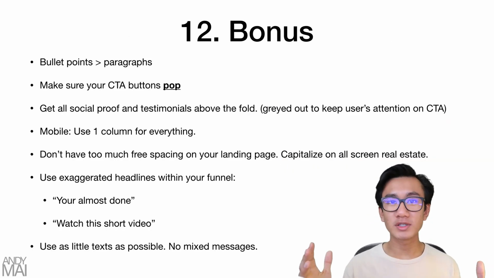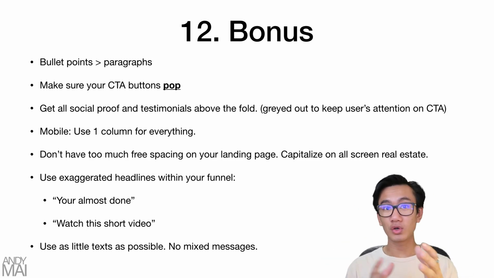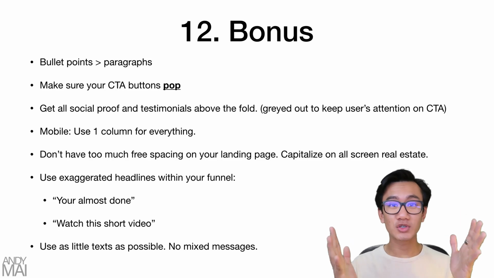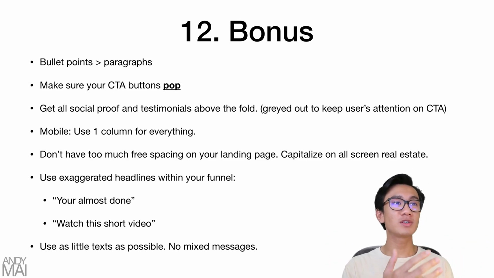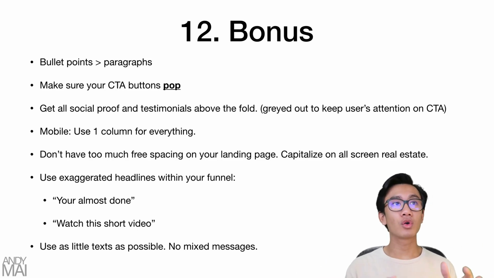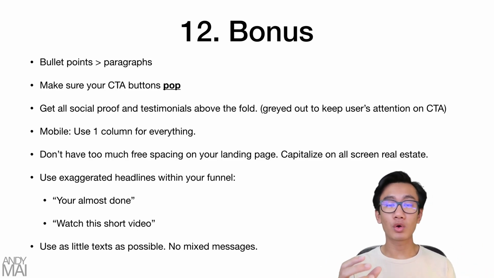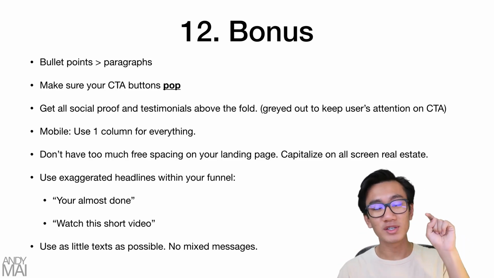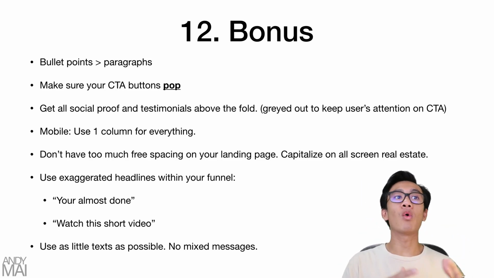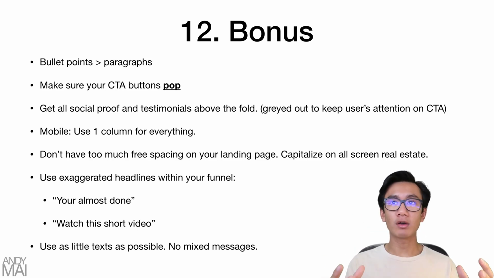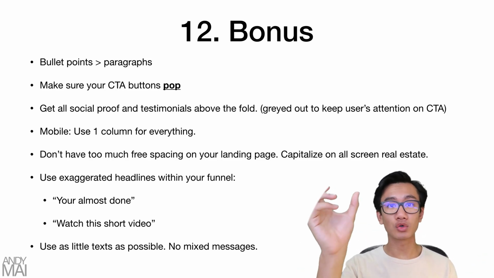And 12, bonus section. So I'm just going to shoot a few things to you guys right now that you could implement straight away to increase your conversion rate straight away. First thing first, you want to use bullet points over paragraphs. Big tip. You want to make sure your call to action buttons pop. You don't want them to blend in with the background. You want them to pop and make it easy for users to find it and click on it. 3, you want to get all social proof and testimonials above the fold. You want to gray it out to keep the user's attention on the actual call to action.